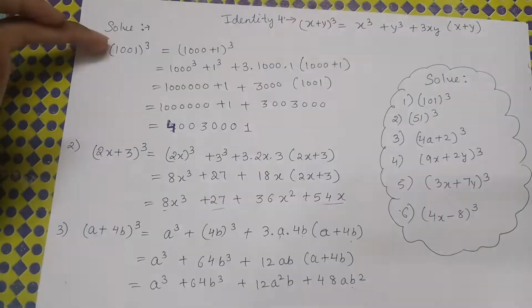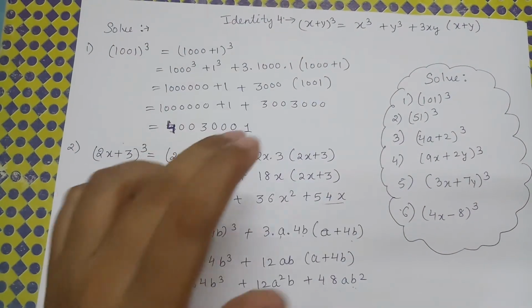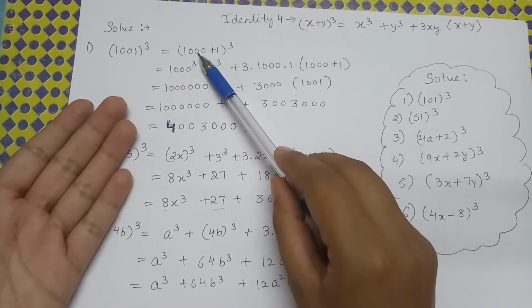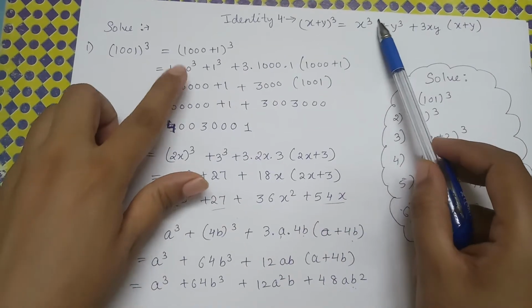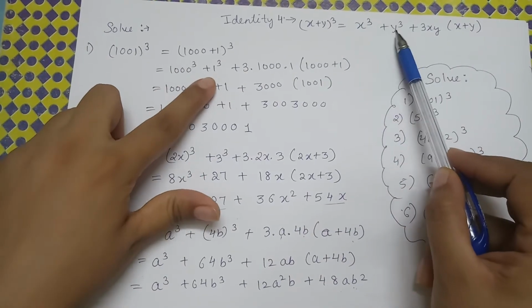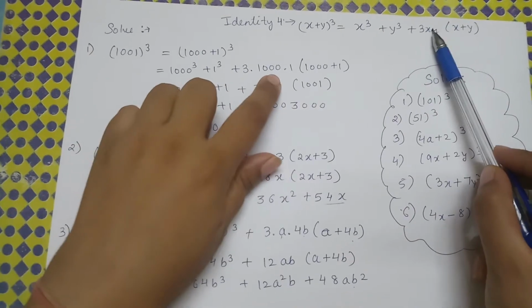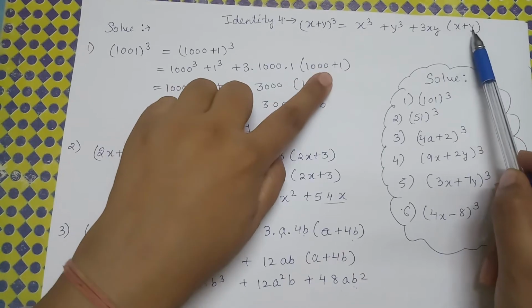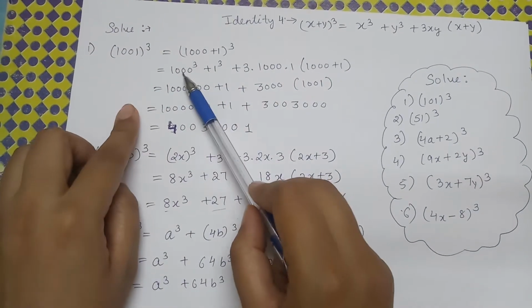So 1001 cube. 1001 cube will be (1000 + 1) whole cube. So in place of x we have 1000 and in place of y we have 1. So in place of x cube we will get 1000 cube, in place of y we will get 1 cube, plus 3 into x, 1000, into y, 1, bracket x 1000 plus y 1. After solving this we can get this. You can solve it easily.